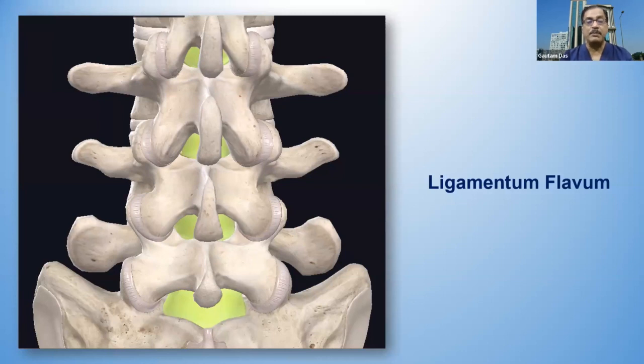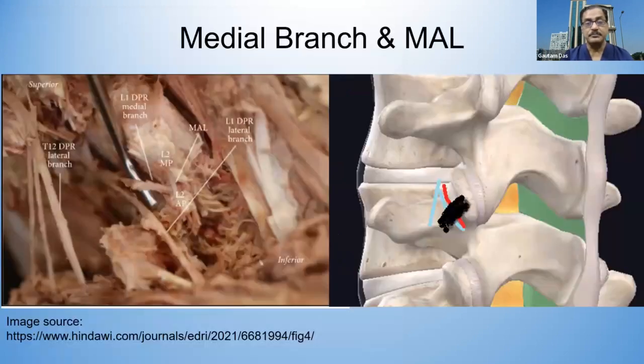Another is your ligamentum flavum. Again, ligamentum flavum can be seen very nicely when we are peeping through the interlaminar space. And another ligament which is not always nicely seen is what I was talking about, your mammillo-accessory ligament. This is the mammillary process I was talking about. This is the accessory process, and this is the mammillo-accessory ligament, through which the medial branch runs.